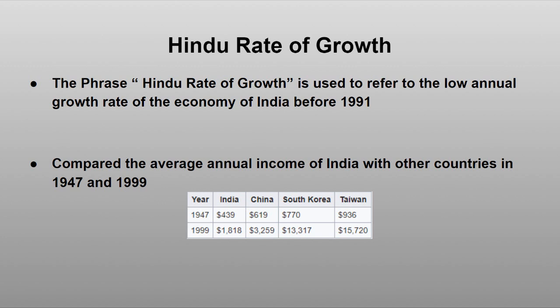As the table shows, in 1947, the average annual income in India was $439, compared with $690 for China, $770 for South Korea, and $936 for Taiwan. By 1990, the numbers were $1,818 for India, $3,259 for China, $13,317 for South Korea, and $15,720 for Taiwan. From the table, we can see that other countries grew much more than India.